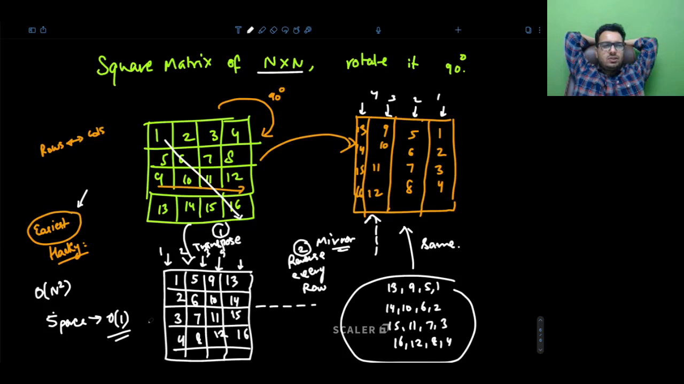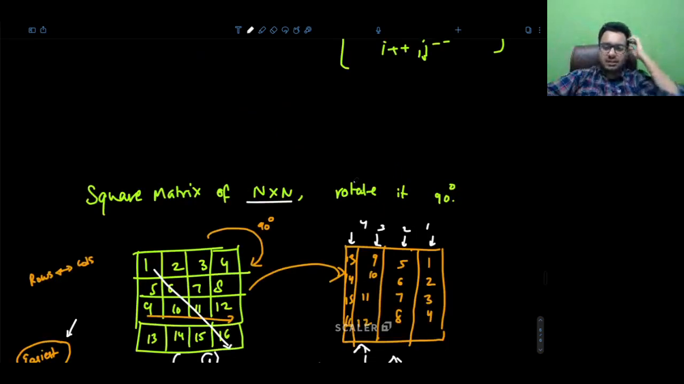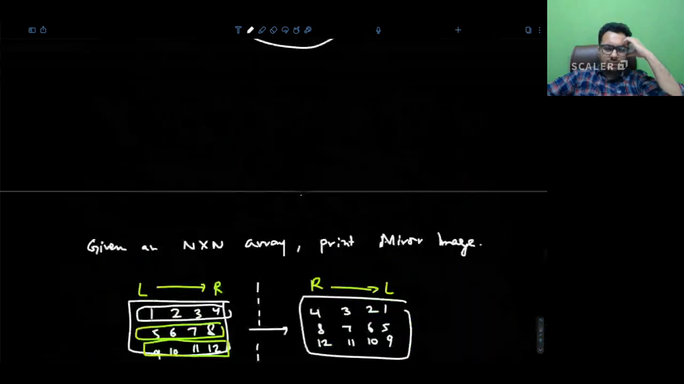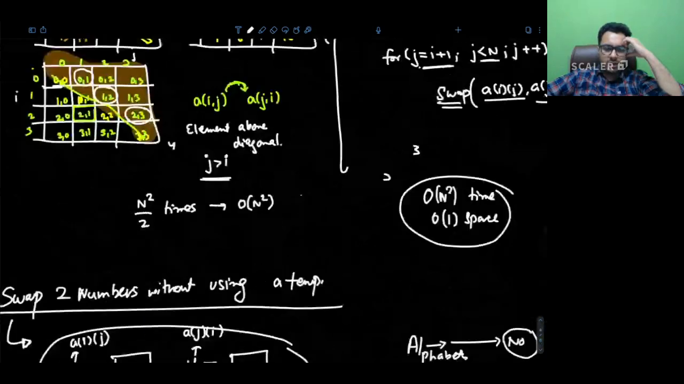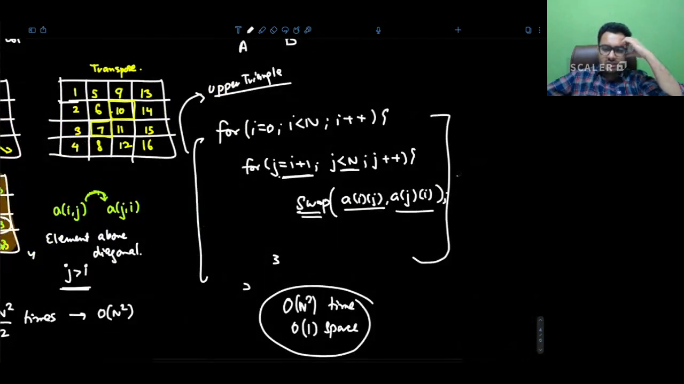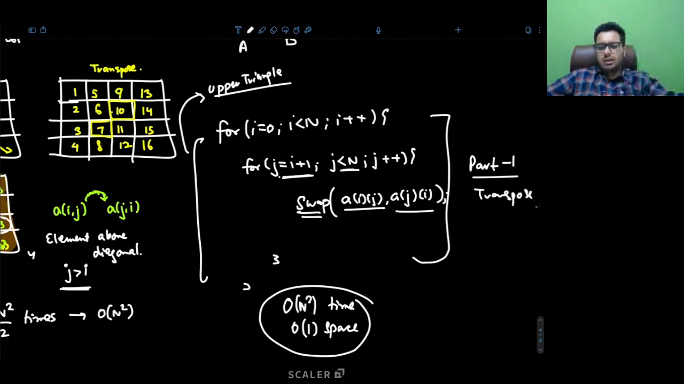Mupa says, for this question, can you please code it up? So Mupa, I've already coded it up, right? This is the logic that you need to apply for every row for doing the reverse. And for the transpose part, we already learned how to do the transpose. So this is part one, the transpose part. Part two I will explain.